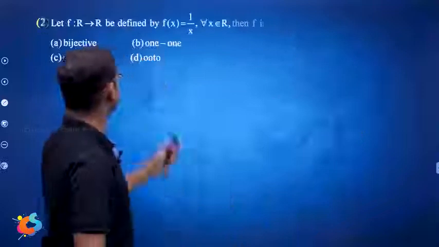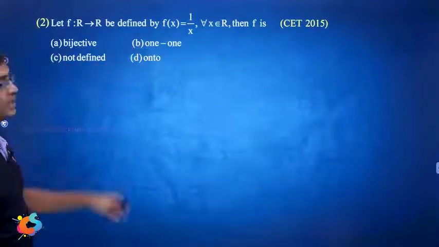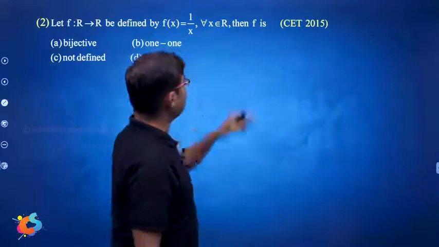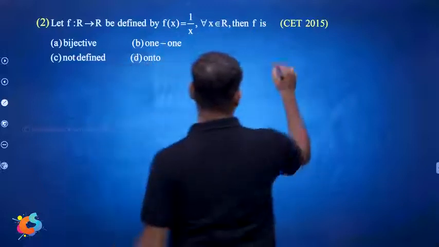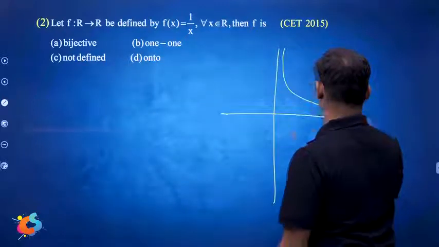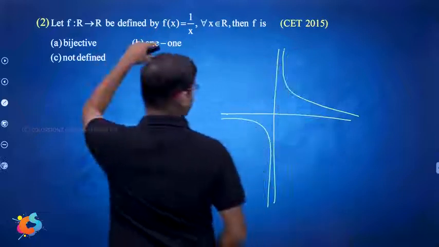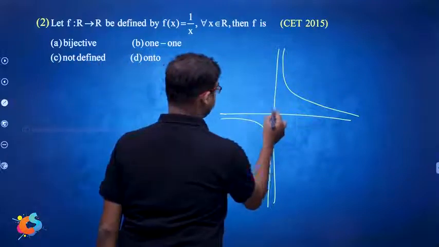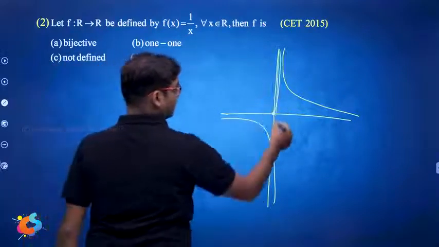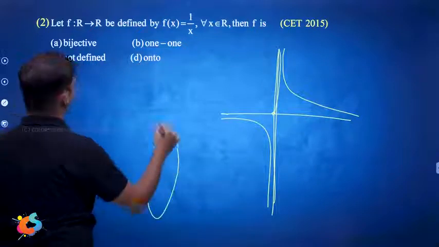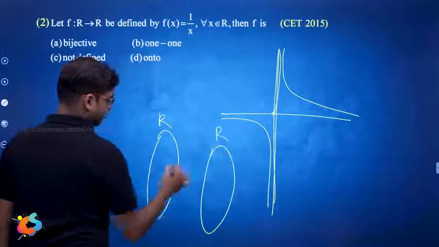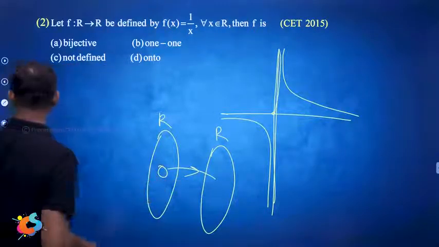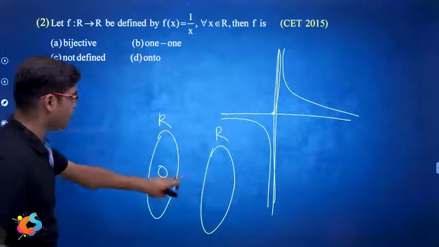Okay, so let us take the next question. f maps from R to R be defined by f of x is equal to 1 by x. We know the graph, we will do it by graph. For all x belonging to R, then f is. Okay, so now this is the 1 by x graph. What is our domain? All real numbers. So for all real numbers, there is 0 in our domain, right? So for 0, there is no corresponding y value. So if you are taking our domain and codomain, here we have 0, and 0 does not have any y value.